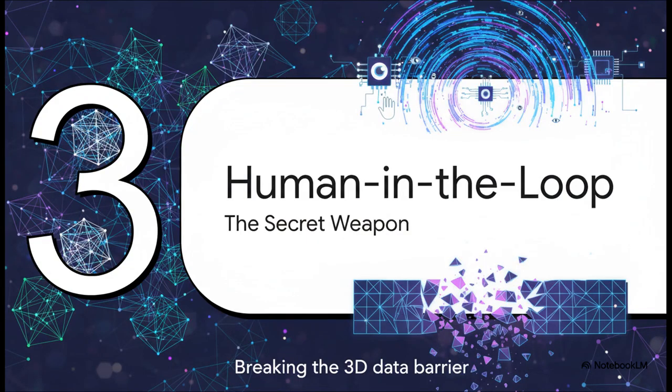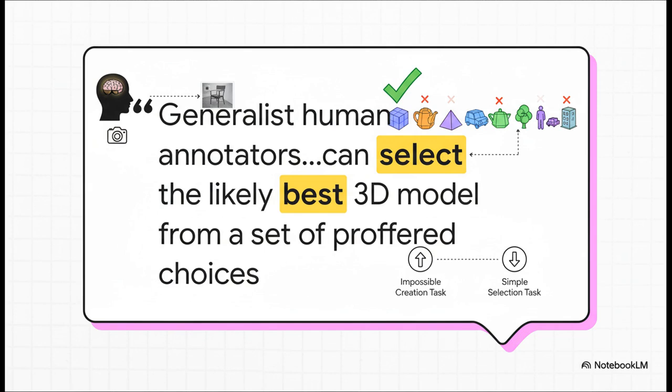Now, this post-training stage, this is where the real genius of this paper is. It's all powered by something they call a model-in-a-loop data engine. And this isn't just a data set, it's a living, breathing data creation machine. And it's the secret weapon that finally breaks that 3D data barrier. The whole thing is built on one simple but incredibly powerful idea.